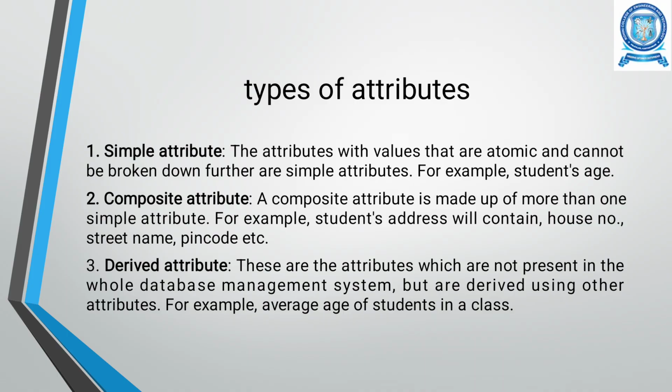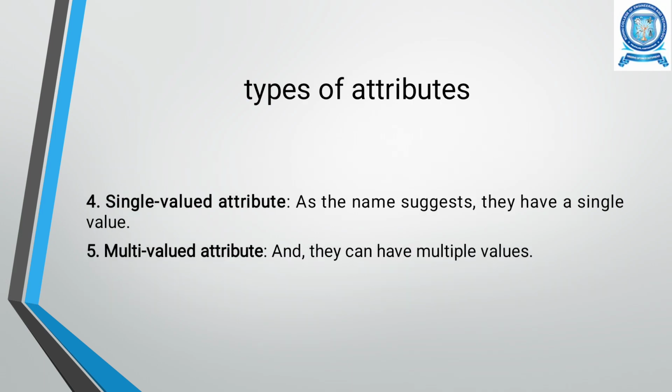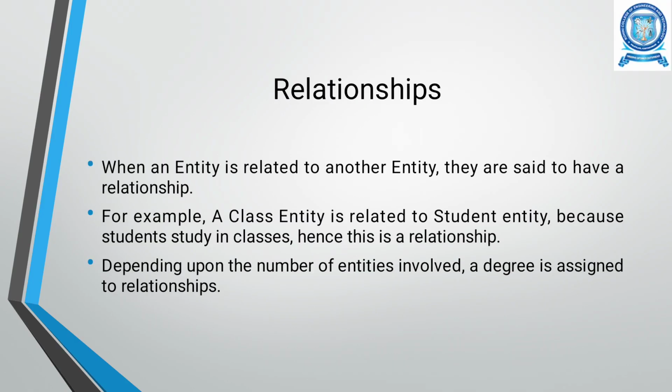Then derived attribute. These are the attributes which are not present in the whole database management system but are derived using other attributes. For example, average age of students in a class. Then fourth one, single valued attribute. As the name suggests, they have a single value. Multi-valued attribute, they can have multiple values.